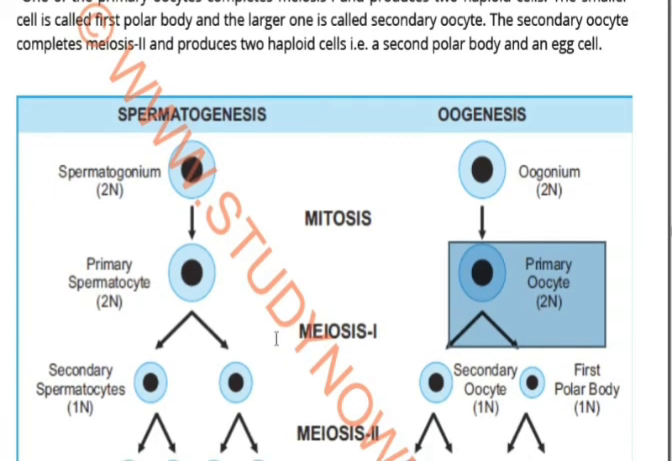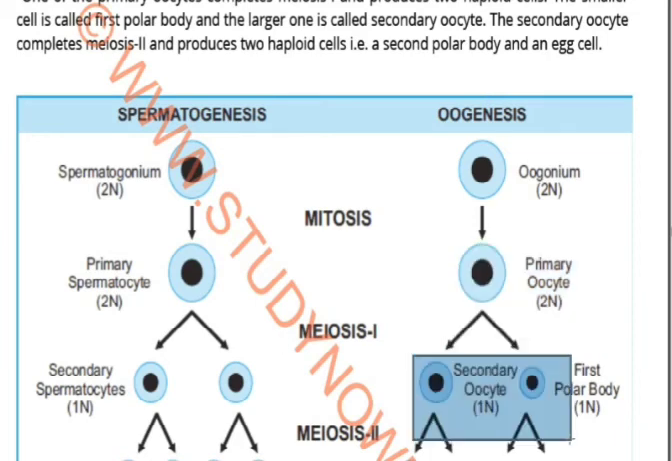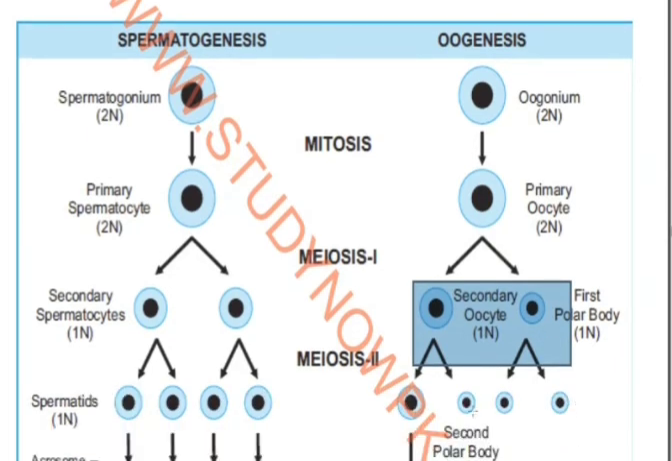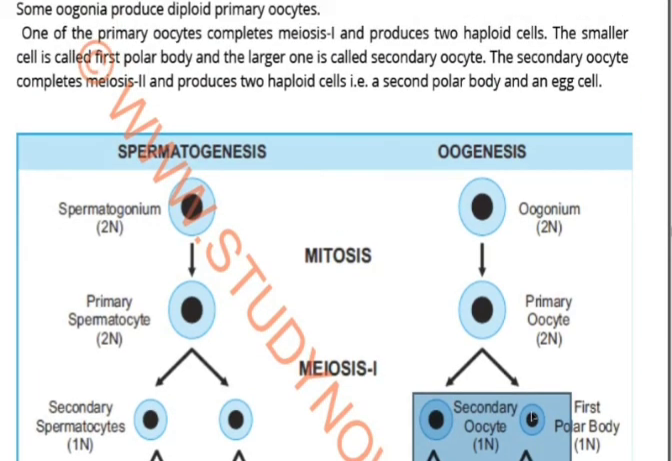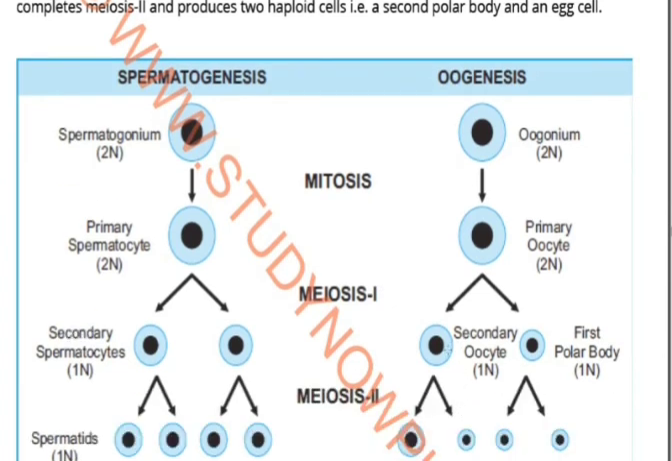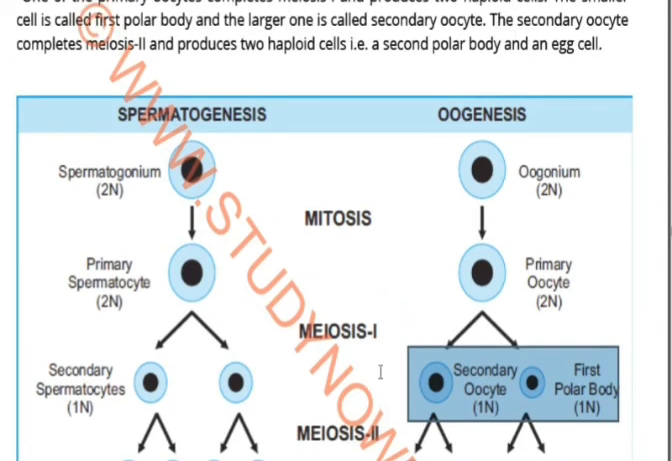One of the primary oocytes completes meiosis 1. Here it has completed meiosis 1, and it produces two haploid cells. You can see two haploid cells. First is the secondary oocyte and the second is the first polar body. After undergoing meiosis 1, what happens? They have now secondary oocyte and first polar body, both are haploid. One is smaller and one is larger. There is a difference in the size.